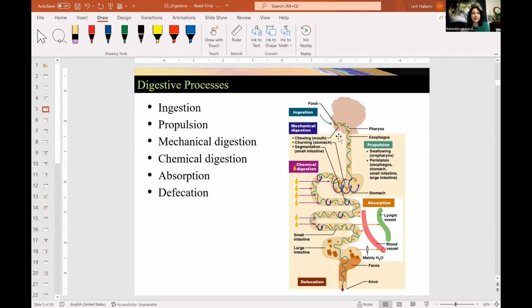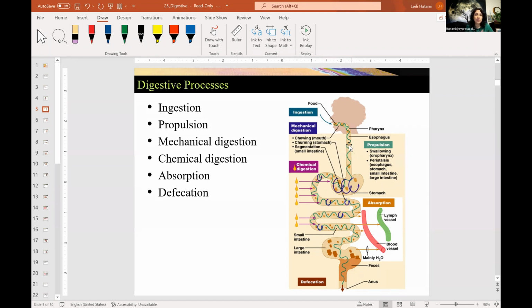So the propulsion can happen during swallowing in our pharynx and also in our esophagus. We have some motility, like the peristalsis motility, which can push the food forward. And also in our stomach, small intestine, and large intestine, we have this kind of motility because in their wall there is some smooth muscle, and the contraction of the smooth muscle can make movement, which can push the food forward from one organ into another organ. And sometimes this motility can mix the food with the digestive enzyme and can be involved in digestion.